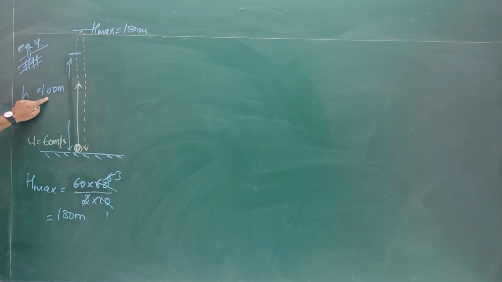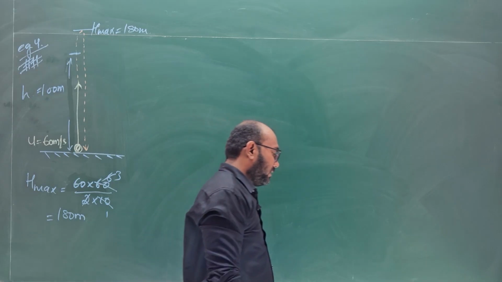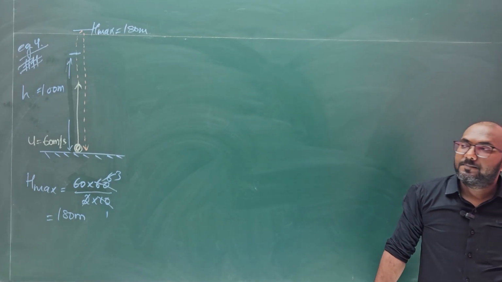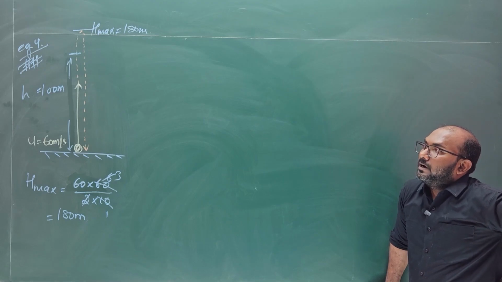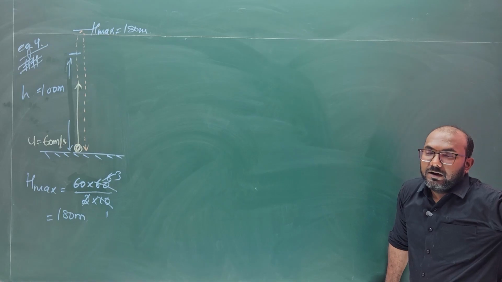Question asked is, what will be the time period? Just write down the question. An object is projected vertically at 60 meter per second. Find the time taken by the body at height 100 meters.